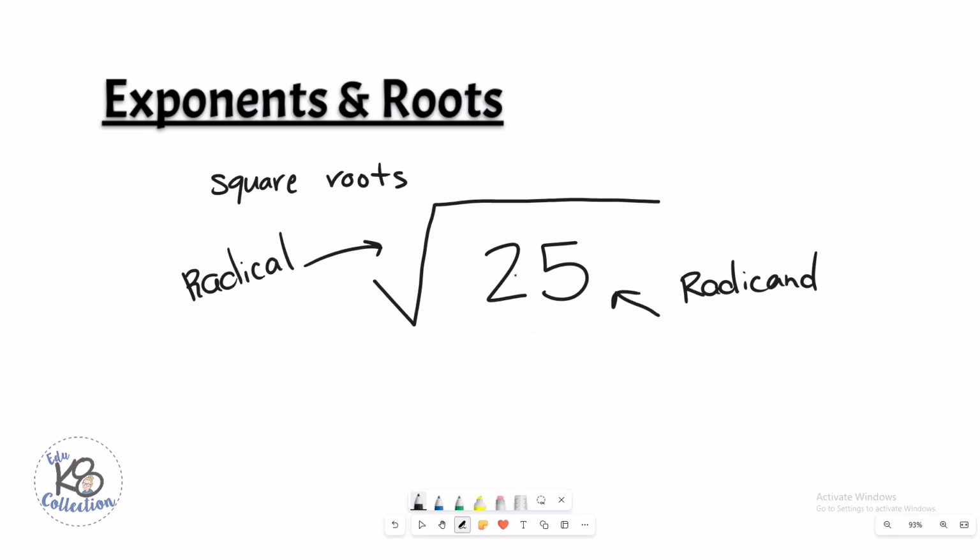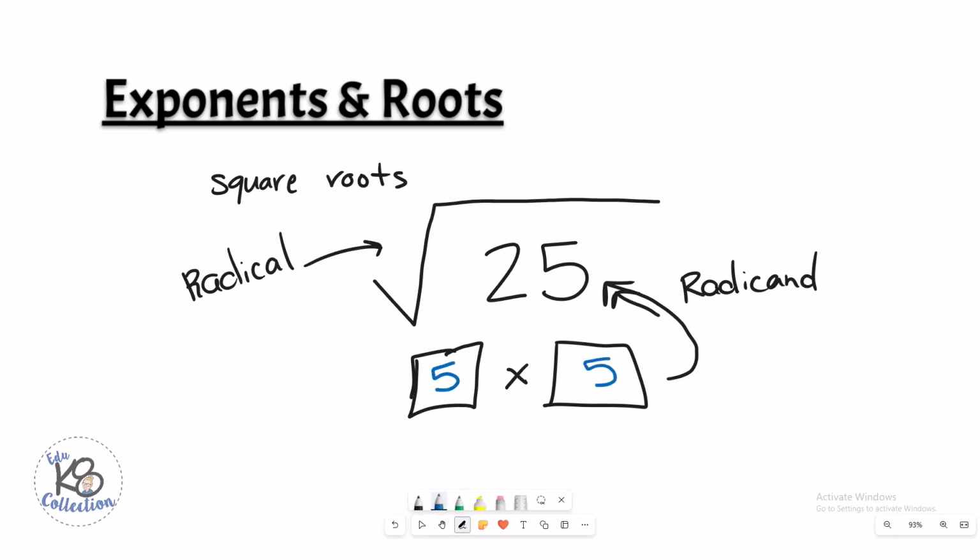Okay, so what does this mean? This is saying what number times itself equals 25. And in this case, the answer is 5. So I can write that the square root of 25 is 5, because 5 times itself is 25.